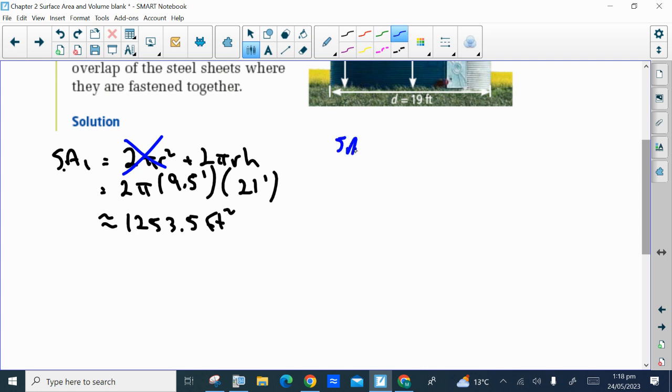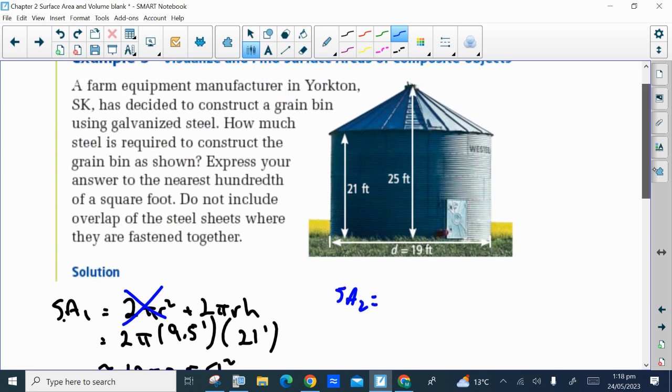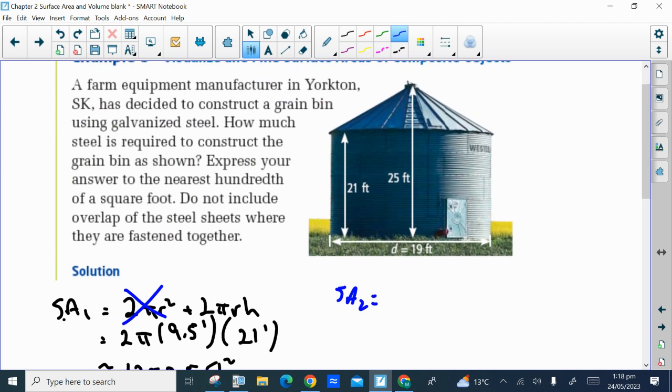Surface area 2 comes from the top piece of the grain bin, which is a cone. The formula for surface area of a cone is pi r squared plus pi rs. But we wouldn't use the pi r squared part because that represents the circular base of the cone, which this cone doesn't have. Otherwise, the grain couldn't get down into the very bottom.